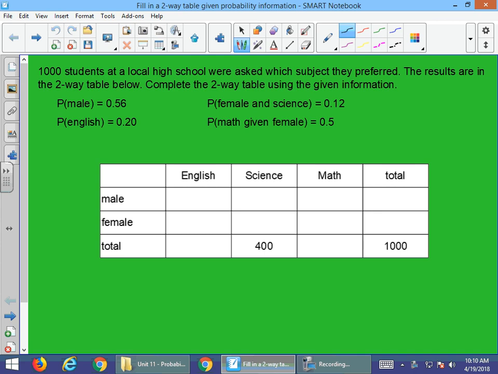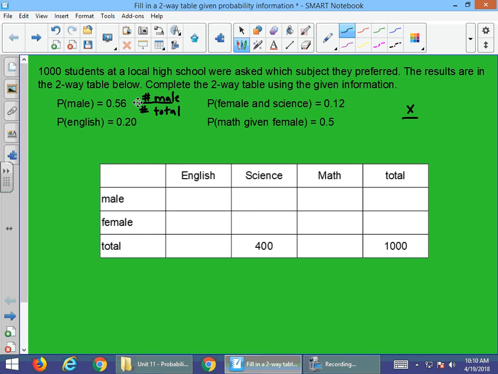The probability that a student is male is 0.56. This means that the number of males divided by the number in the total has to equal 0.56. So I'm going to use the right side of the screen here as I'll do most of my work, especially for some of these early ones. So the number of males, I don't know, I'll call it X, divided by the total number of students.